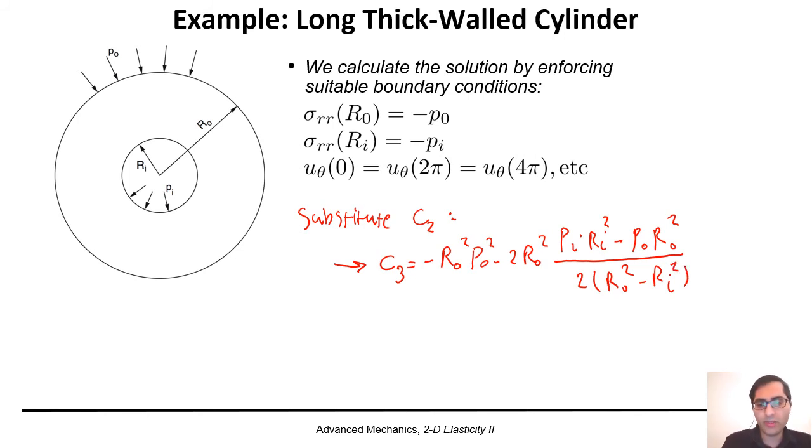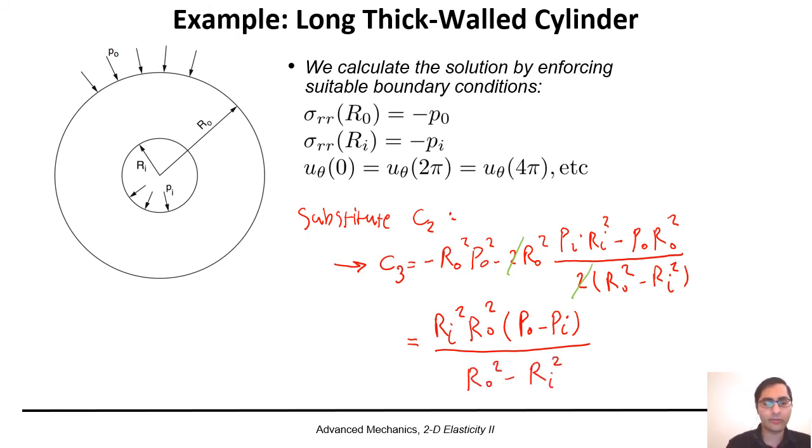Okay, you immediately see that we can cancel the 2's here. But then we have to multiply everything with RO square minus RI square, and then we can even cancel further terms, and finally we end up with C3 equal to RI square RO square multiplied by PO minus PI divided by RO square minus RI square.